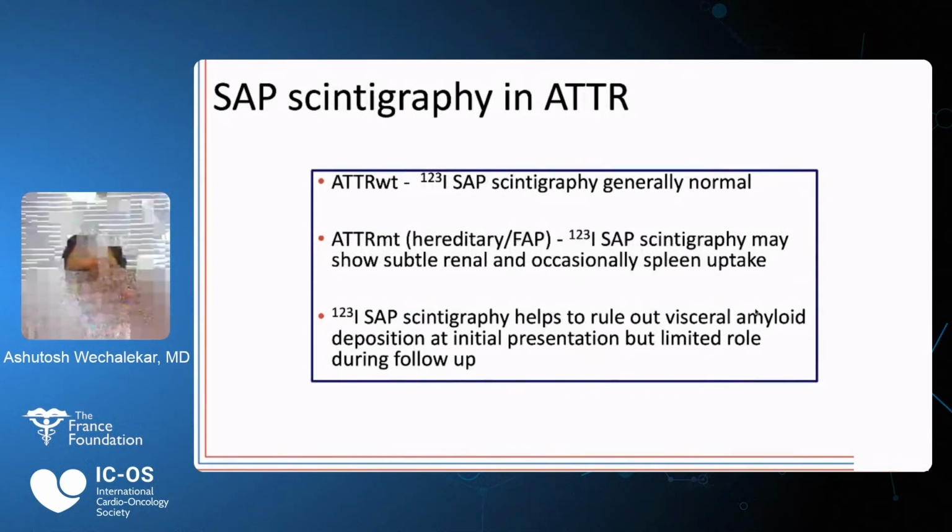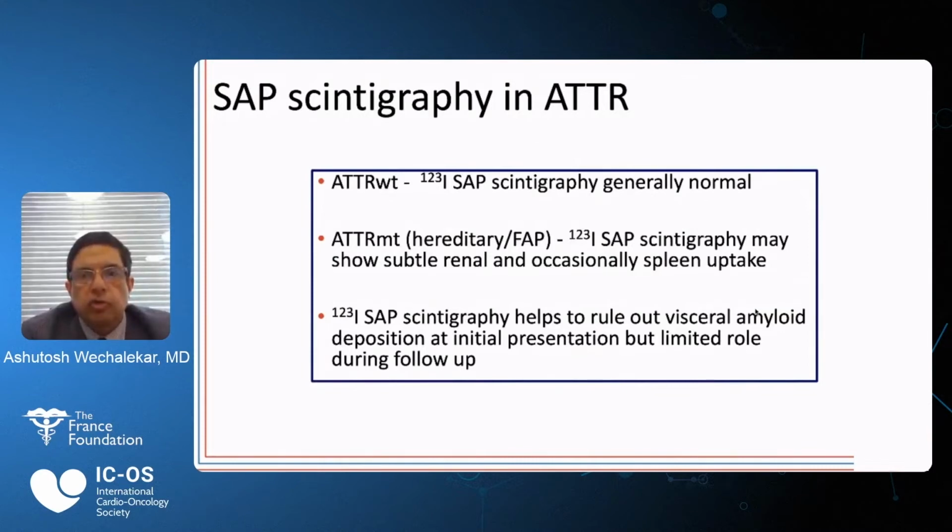However, SAP scintigraphy is not very useful for imaging the heart, and therefore its role in imaging transthyretin amyloidosis, which is of course common and of special interest here in the cardiology community. With wild-type ATTR amyloidosis, SAP scans are normal. With familial or mutant TTR amyloid, including V122I, we may occasionally see subtle uptake in the kidneys, but generally they are normal as well. Next slide, please.